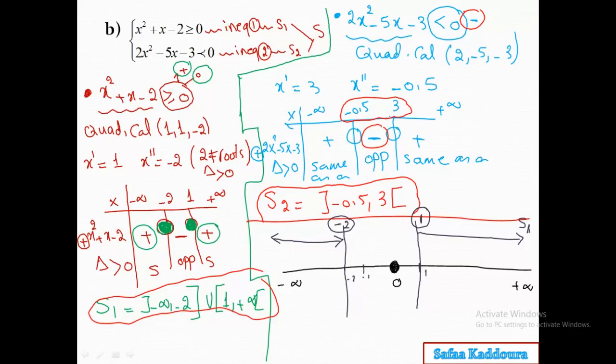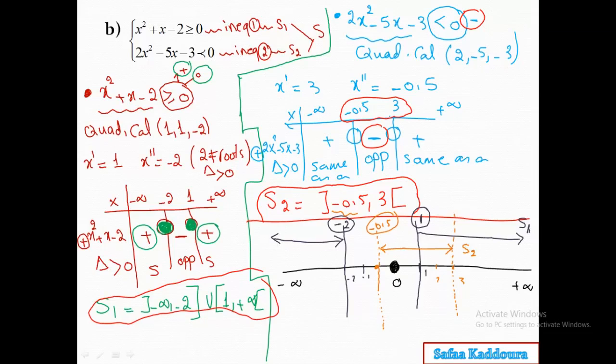Now I will represent the second solution. It is from minus 0.5 to 3. Here minus 0.5, it is dotted because it is not included. Here minus 0.5 to 3. This is 1, this is 2, this is 3. It is also dotted because it is open interval. This is the second solution in yellow.